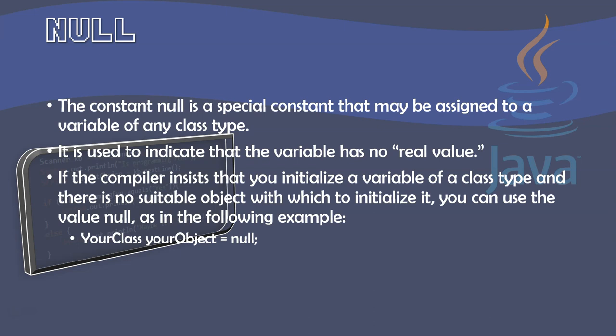Now, if the compiler says you have to initialize a variable of a class type, and there's no suitable object you want to initialize it to. Let's just say we have a class type called AClass, and I say AClass aObject equals new, blah, blah, blah. That would normally be how we do it. However, if we don't know what that is, we can initialize it with the value null, such as the following example: YourClass yourObject equals null. And that will satisfy the compiler so you won't get an error.